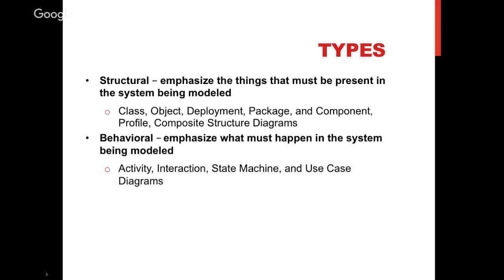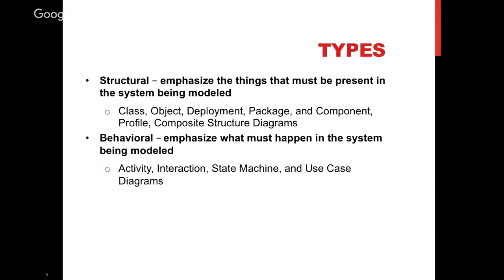The next type is the behavioral diagrams, which emphasize what must happen in the system being modeled. Since behavioral diagrams illustrate the behavior of a system, they're used extensively to describe the functionality of the systems instead of just the components or the parts. And some behavioral diagrams are the activity diagram, the interaction diagram, the state machine diagram, and the use case diagram.